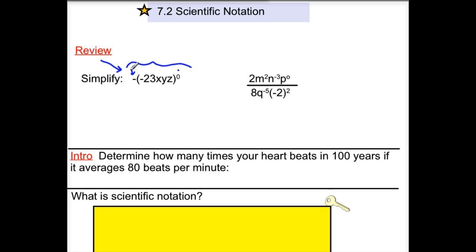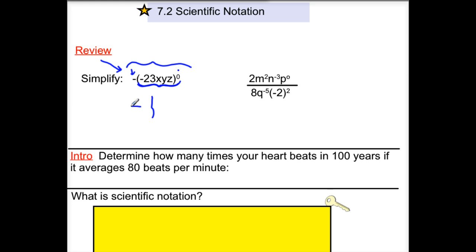You might want to think of it as either the opposite of all of this to the 0 power, or negative 1 times all of that to the 0 power. But either way, when I do this whole chunk that's in parentheses to the 0 power, anything, as long as it's all in parentheses, to the 0 power is 1. But when I have that negative out front, my answer becomes negative 1.